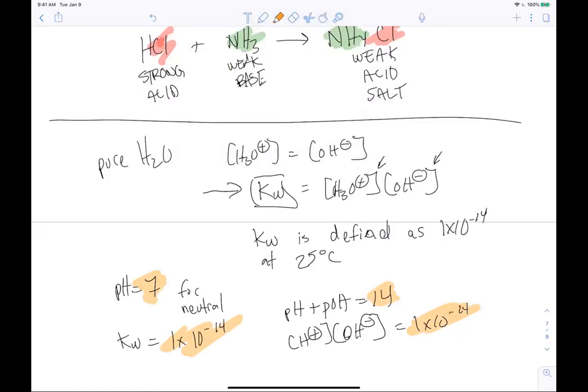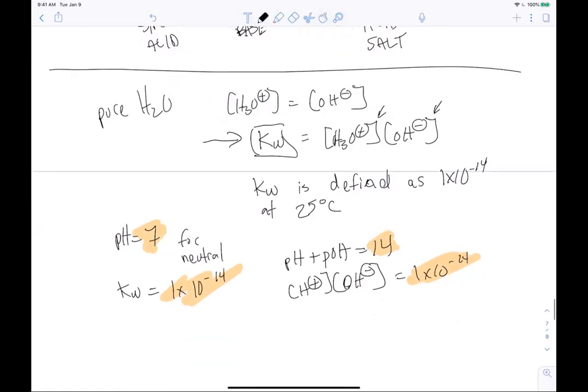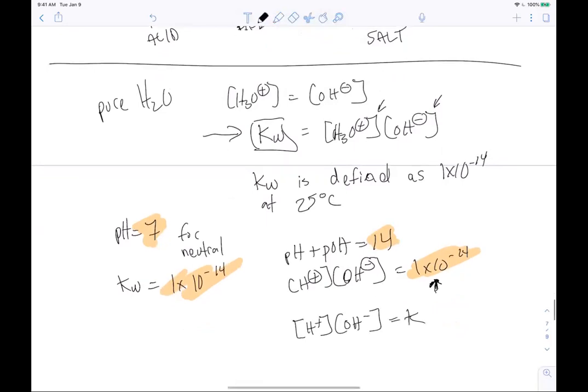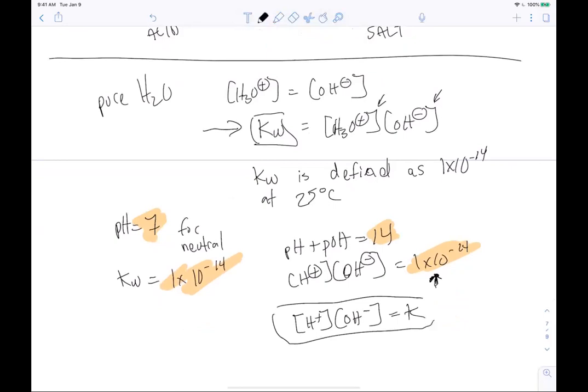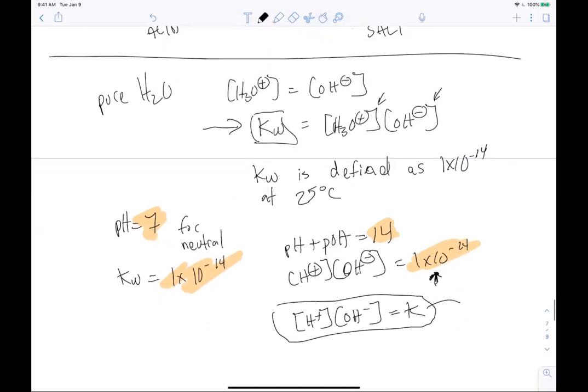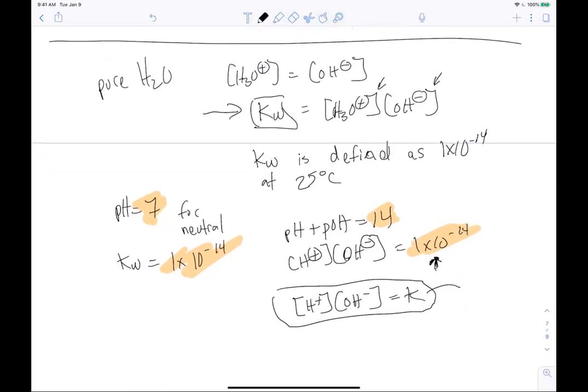But even if this value changes, this relationship still holds. So this expression is always true. It's just that the value of K is not always constant. That's the main thing. Or I should say it's always constant at constant temperature. So if you start screwing with the temperature, you're screwing with the value of K.